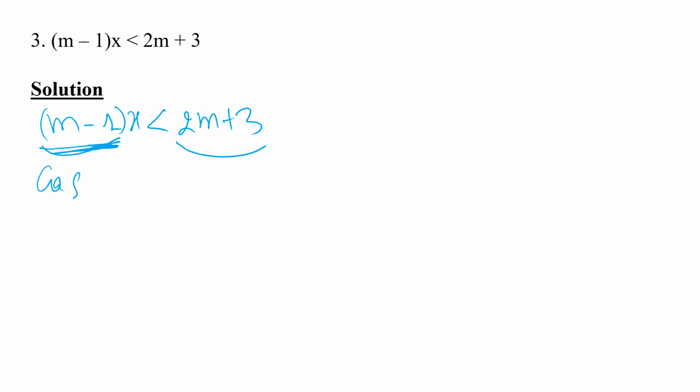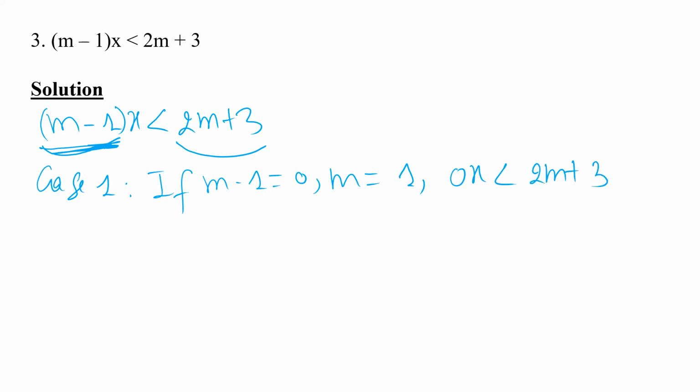Case number 1. If m minus 1 is equal to 0, or m is equal to 1, we replace and get 0x less than 2m plus 3. As you see, we are not able to get this x, then there is no solution. Now the solution set S is equal to the empty set.